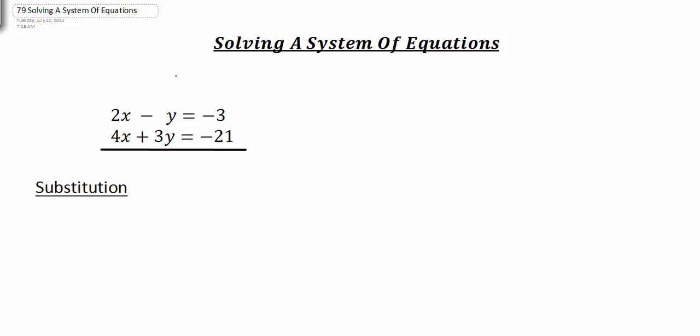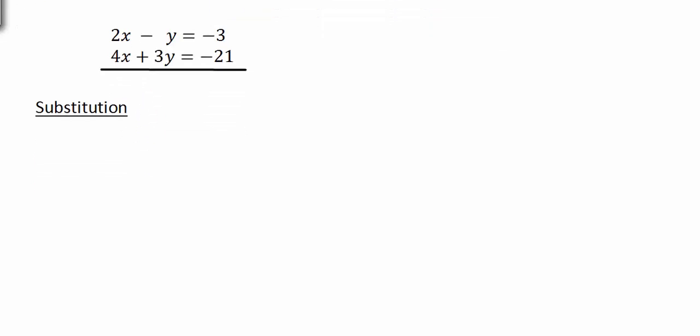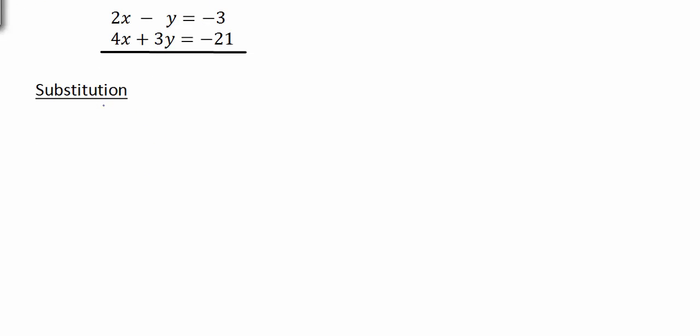In this video, we're going to look at three different ways that we can go about solving a system of equations. The first system we have here is 2x minus y equals negative 3 and 4x plus 3y equals negative 21. So we're trying to find the value of x and y that will satisfy both of these equations at the same time. The first technique we want to look at with solving this system is using substitution.